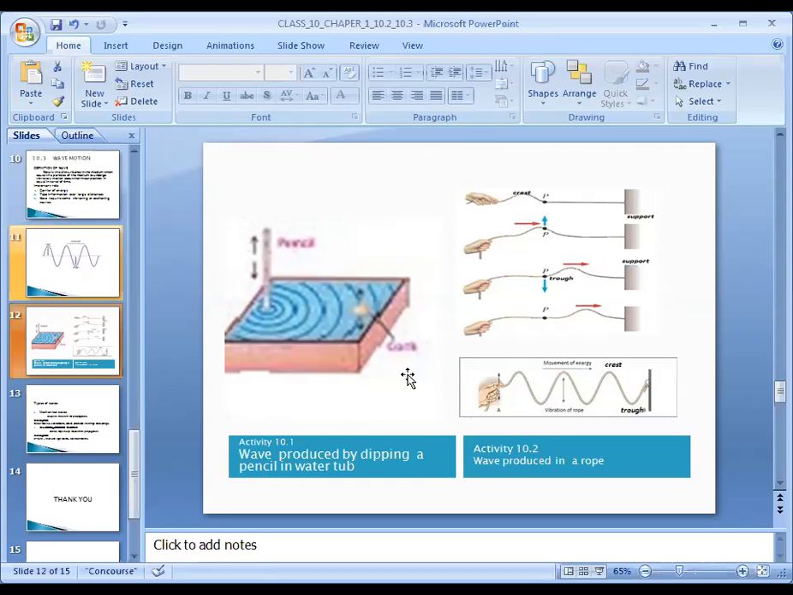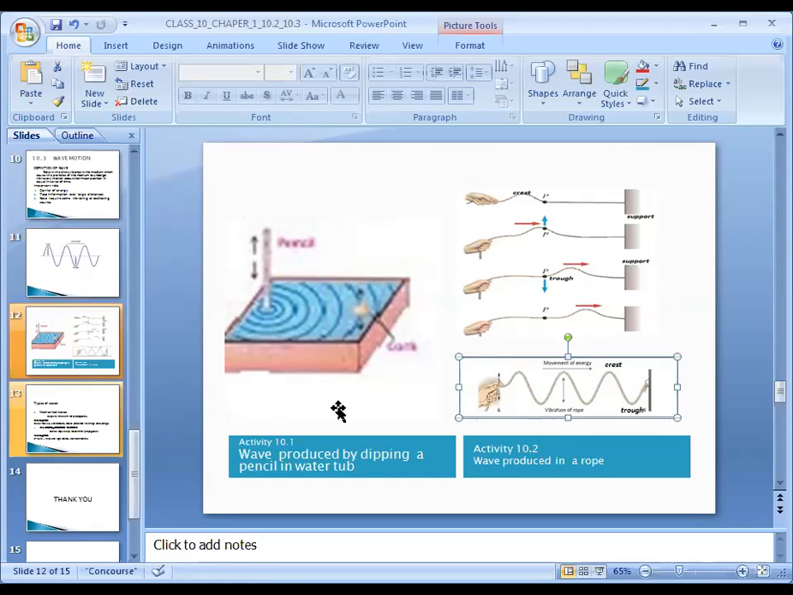So this is activity 10.2. I also explained that the lower part of the wave is called the trough, the upper part of the wave is called the crest, and this is the movement of energy. I flip the rope from here, and since a wave carries energy, it carries the energy from this end to this end, right? The rope is vibrating like this. So this is the movement of energy in this direction and the vibration of the rope in this direction.